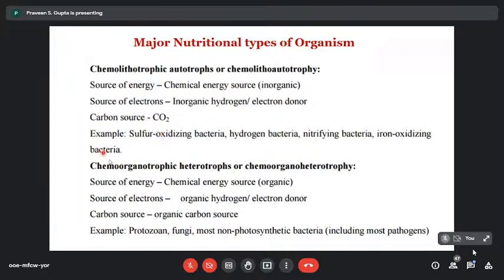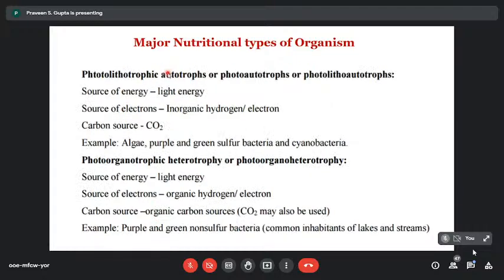Okay. And organotrophic heterotrophs, of course, chemo means chemical energy source. Organic is the electron source, and hetero means organic carbon source. So examples are protozoa, fungi, etc. I can say that you should remember these three.